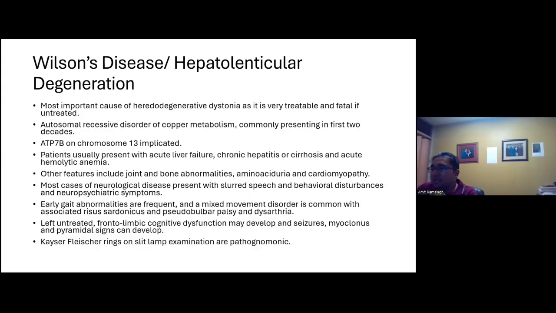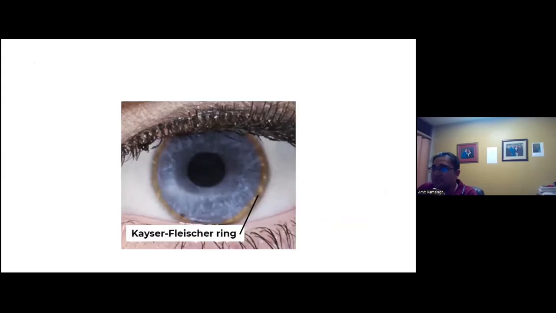So one of the main takeaways basically is that this is why a slit lamp examination is so important in these patients, to look for the presence of the Kayser-Fleischer rings, which are quite pathognomonic of Wilson's disease. And this is just a picture illustrating that, as we see that it's more or less Wilson's disease.